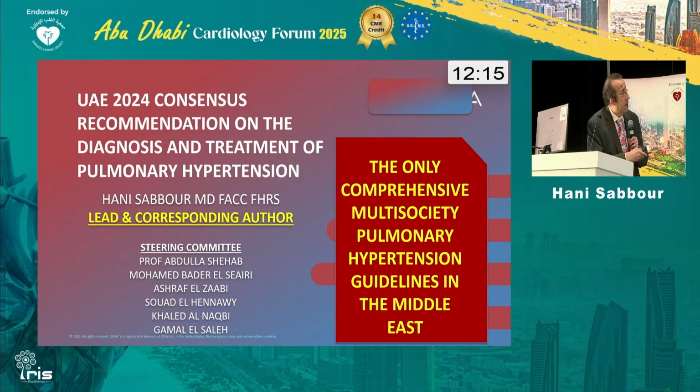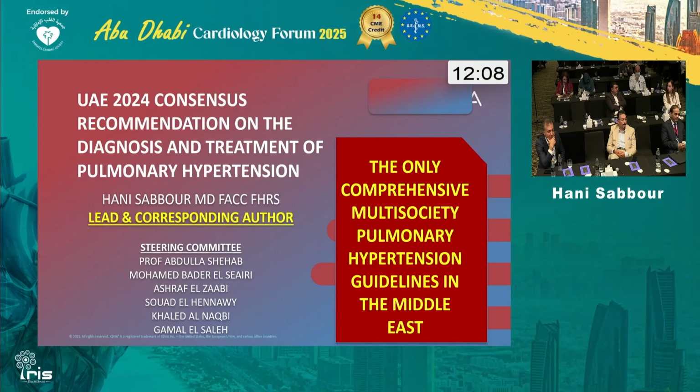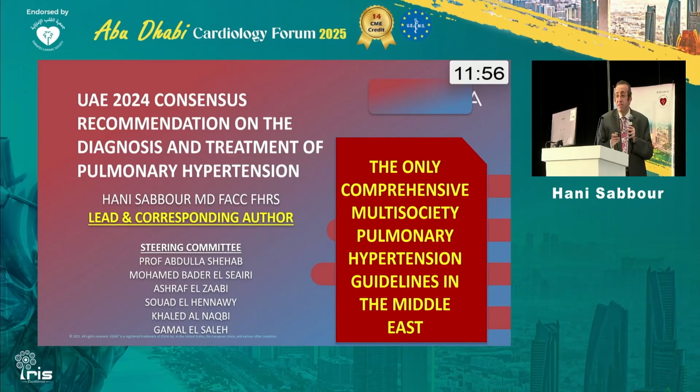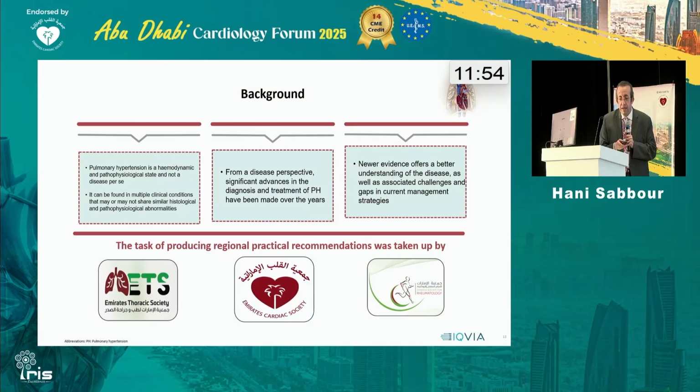Unfortunately, Dr. Abdullah Shahab is not here. He's also the lead on the steering committee with the head of the Emirates Rheumatology Society. This is actually the only comprehensive multi-society pulmonary hypertension guideline in the entire Middle East. The Saudis have one, but it's only from their group. This is a multi-society guideline from three societies: Emirates Thoracic Society, Emirates Cardiac Society, and Emirates Rheumatology Society.